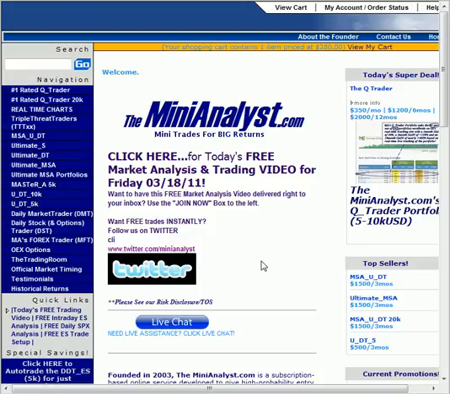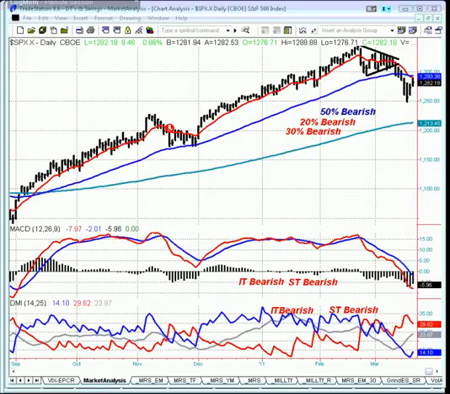The first thing we're looking at here is a chart of the market. This is the S&P 500 Cash Index. This is the daily chart of the market. This is our official market timing. And as you can see, for all intents and purposes, the market is fully bearish.